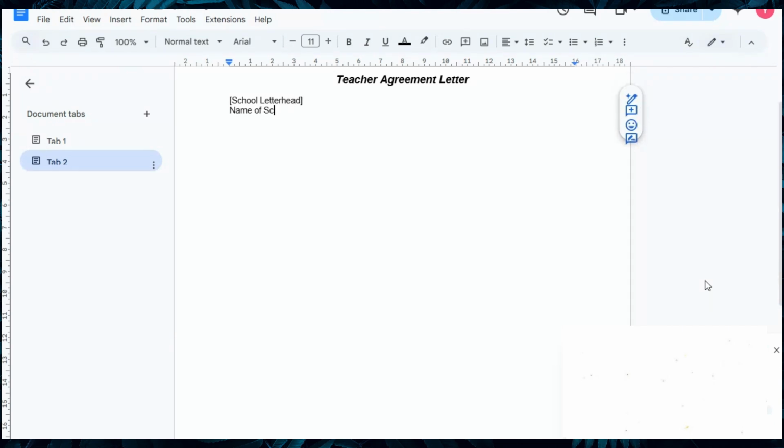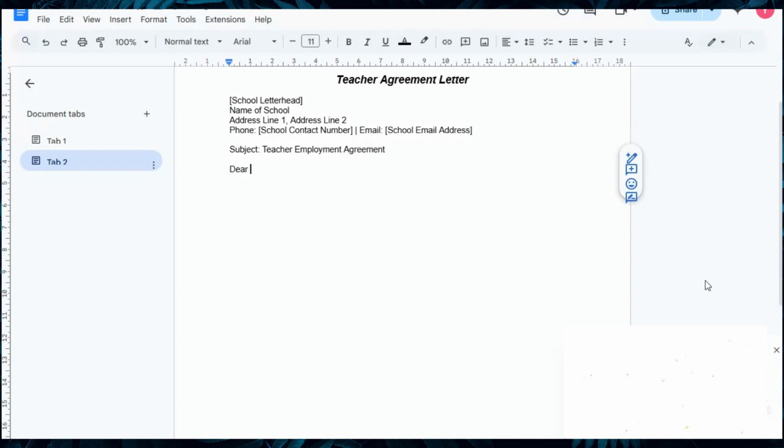In your teacher agreement letter, you should include the school's official letterhead with its name, address, phone number, and email to establish authenticity. Address the letter personally by including the teacher's name after a proper salutation. Clearly state the subject as teacher employment agreement to indicate the purpose of the letter right at the beginning.